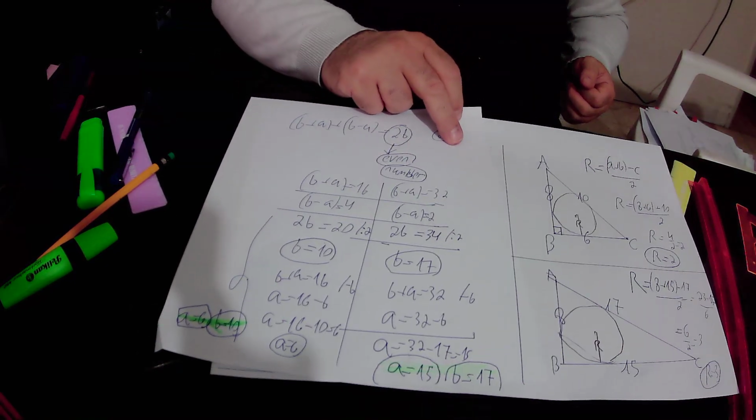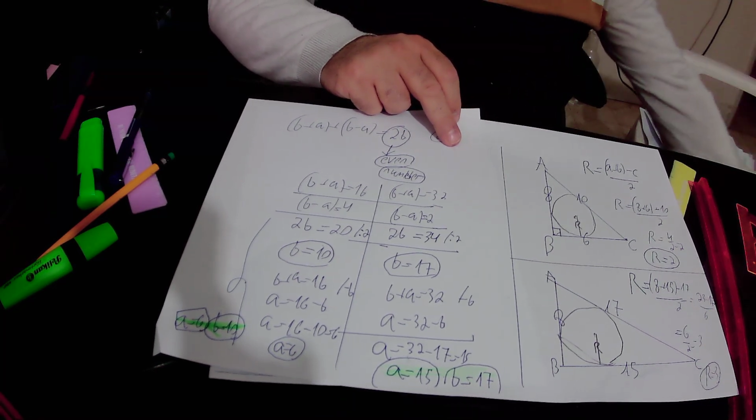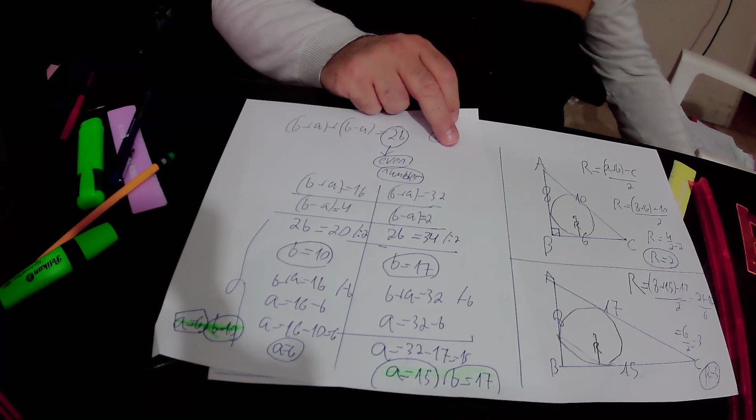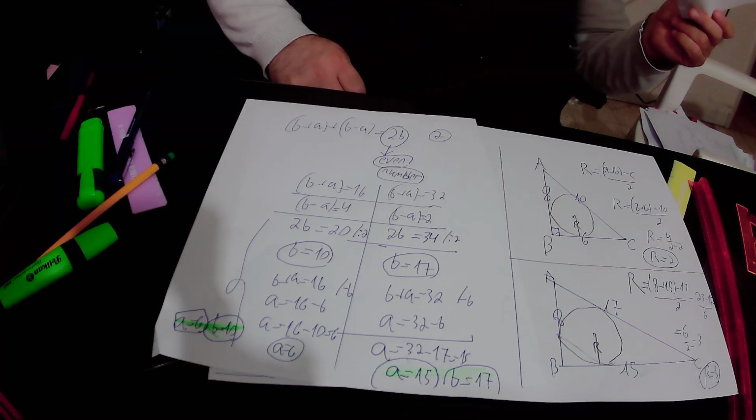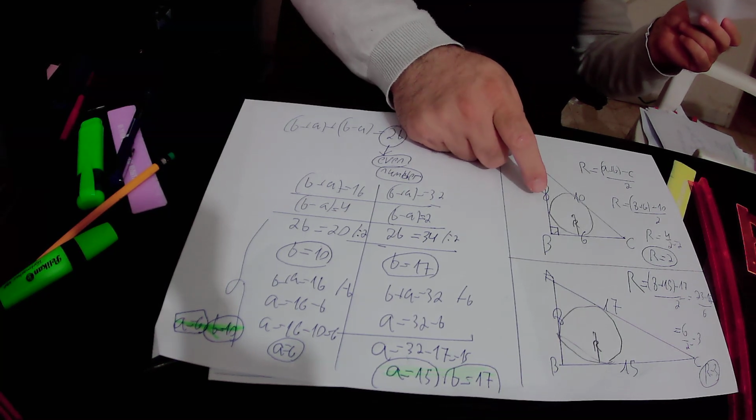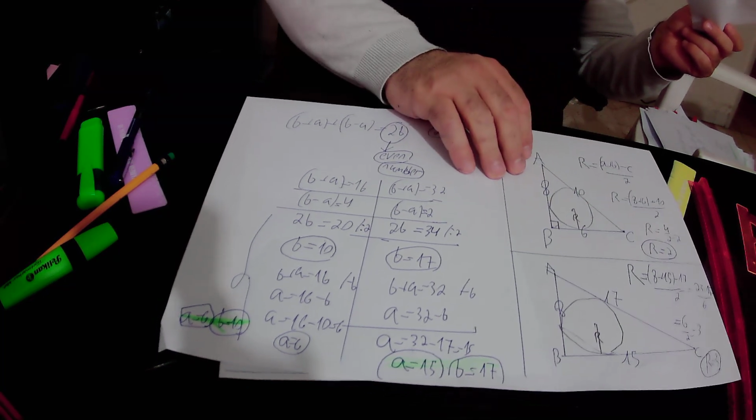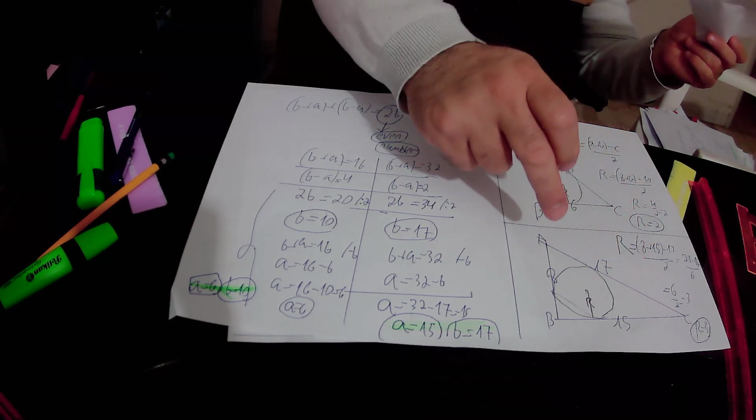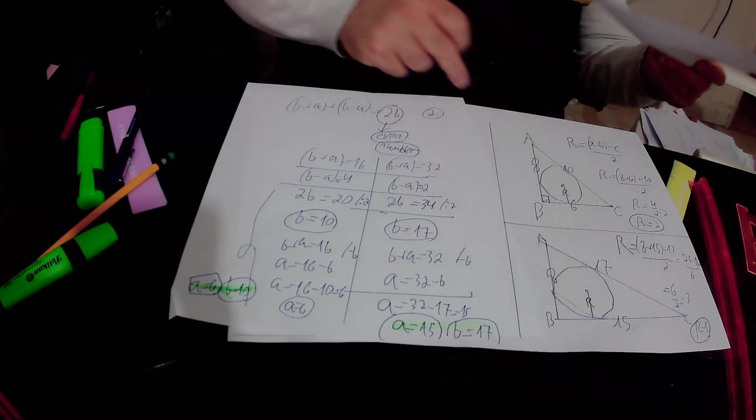So here, we have to find the radius of the circle that is described by triangle ABC. The first triangle that we have here: AB equals 8 units, BC equals 6 units, and the hypotenuse equals 10 units. And according to the second solution, the hypotenuse AC equals 17 units, AB equals 8 units, and BC equals 15 units.